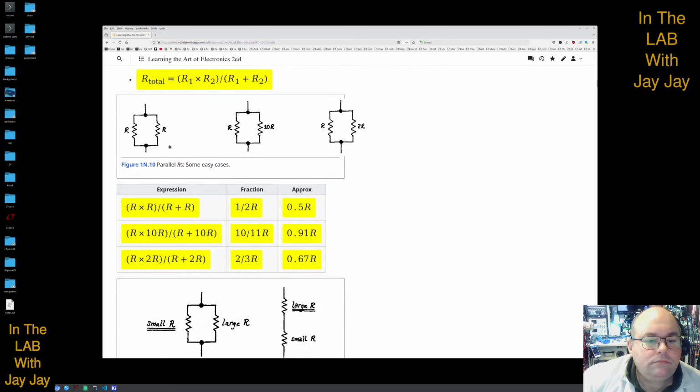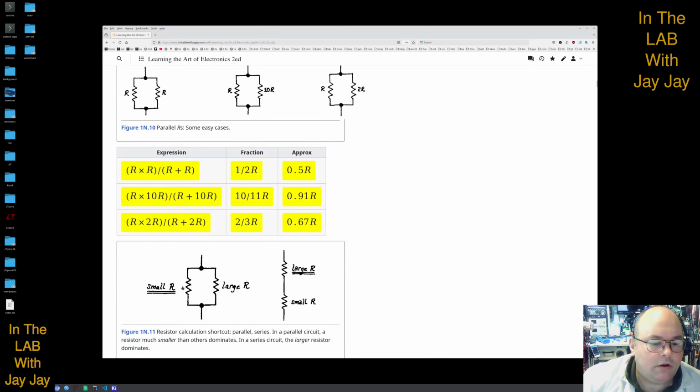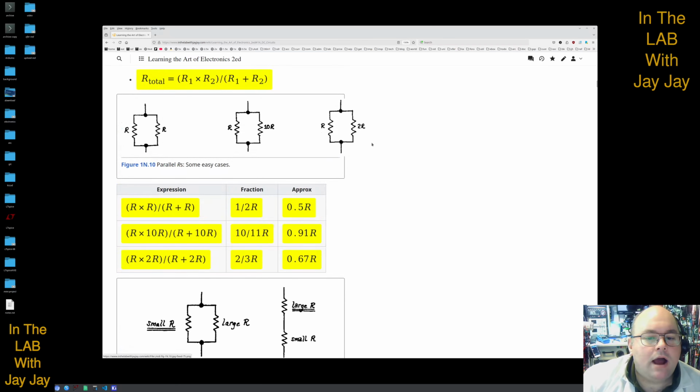So here's some typical cases. If you've got two resistors in parallel and they're the same resistance, then it's just half of R. If you've got R and 10R, then the resistance is 91% of R, which is small, and we'll learn about that next. This one here, where you've got R and 2R, the result is 67% or 2/3 of R.